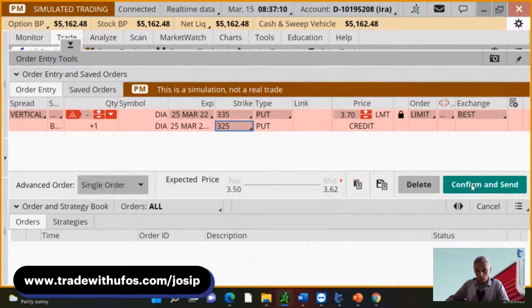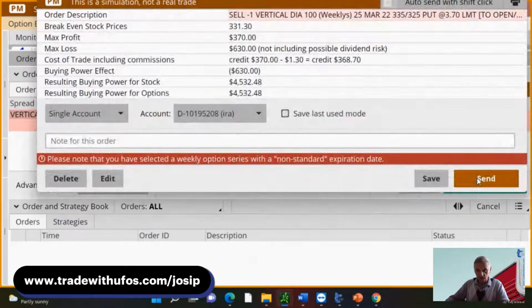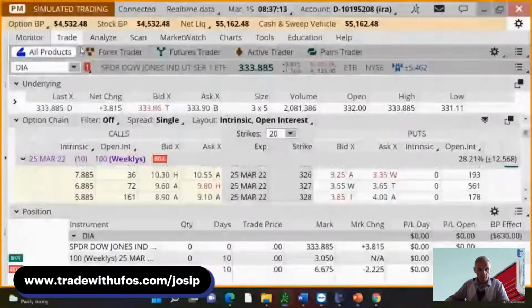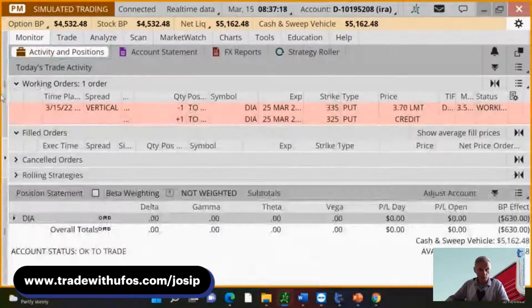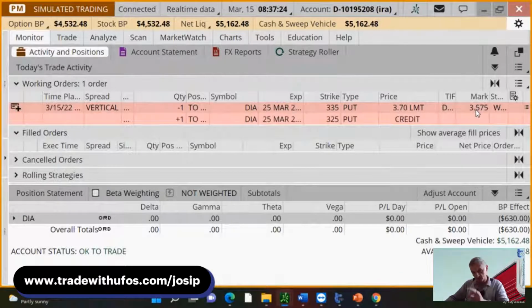So I can actually walk you through this, and I'm going to click here and confirm it. Then I'm going to come back over here and show you that it's sitting in the account as a working order for 370 while the living market is at 357. I don't want to pressure. I want to actually walk you through this and explain it.